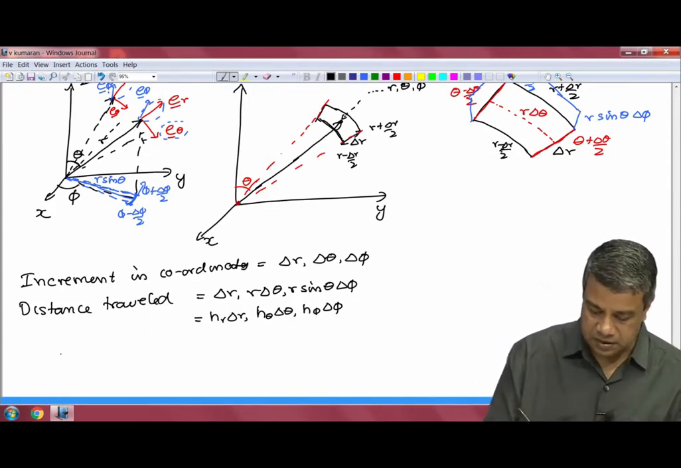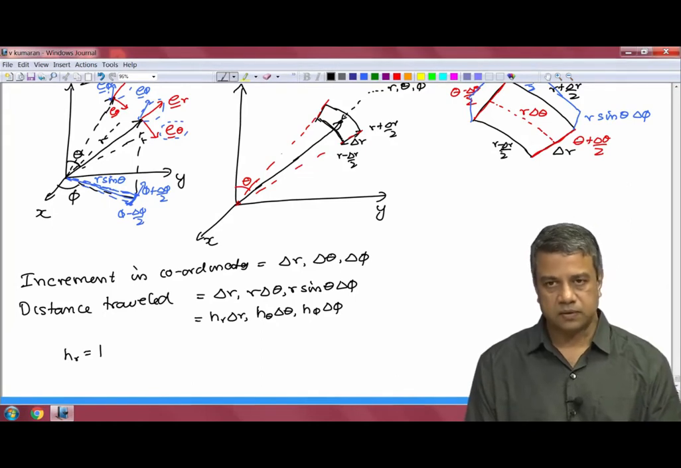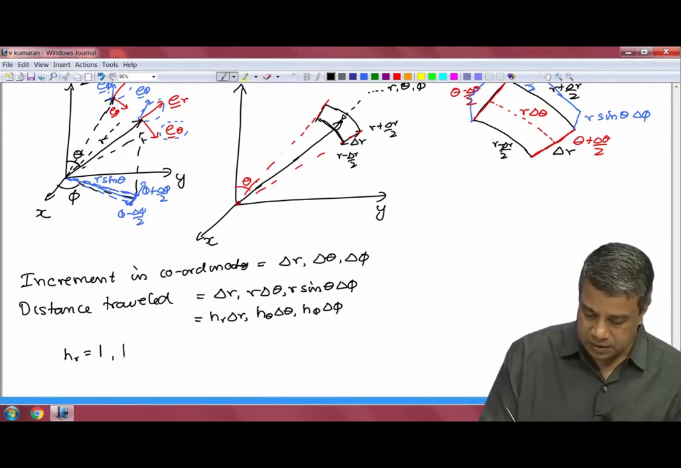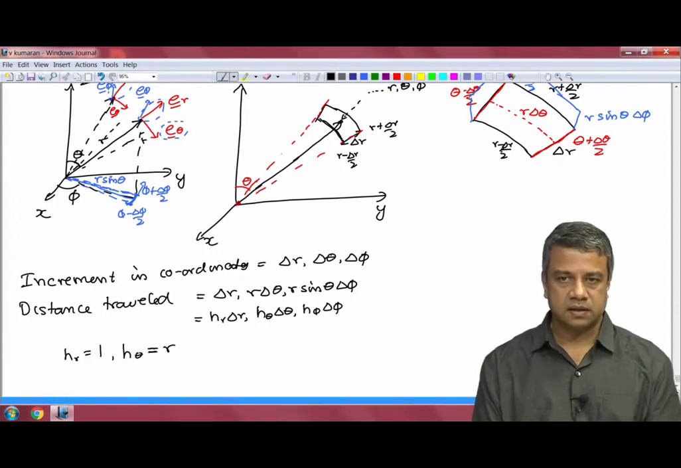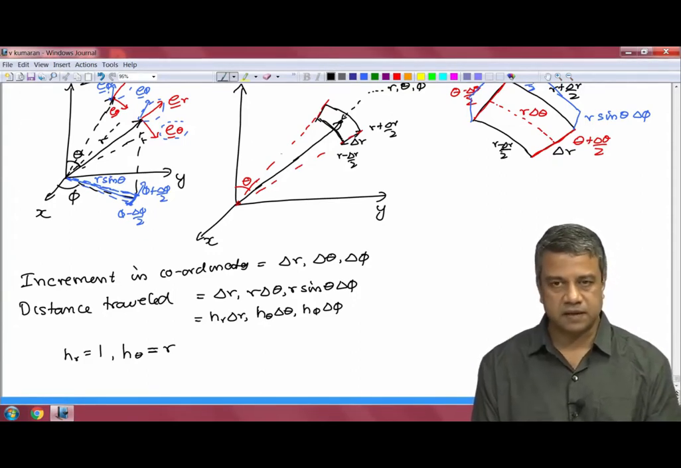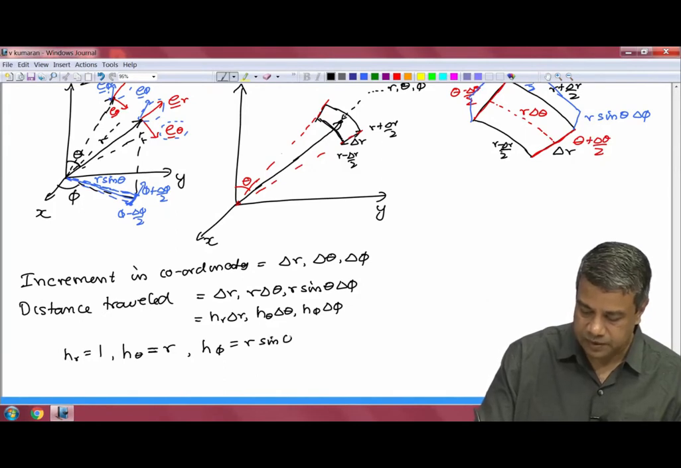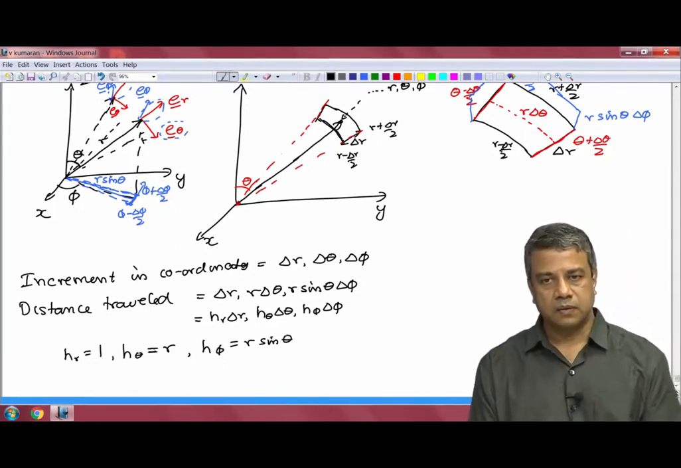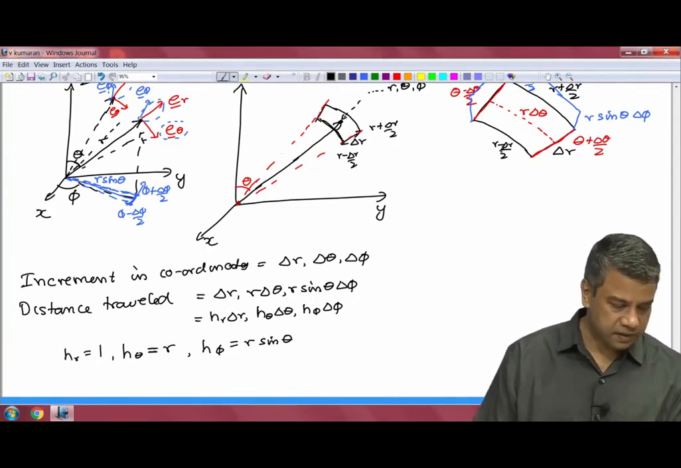In this particular case, for a spherical coordinate system, h r is equal to 1, because delta r is equal to the distance travelled. h theta is equal to r, because the increment delta theta times the scale factor is the actual distance travelled, and the scale factor h phi is equal to r sin theta, because the distance travelled when phi is incremented by delta phi is r sin theta delta phi.